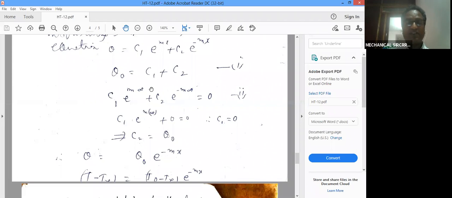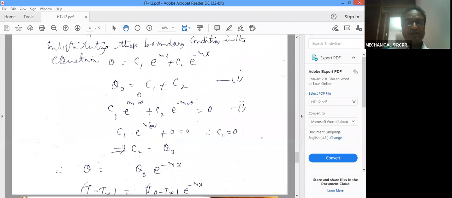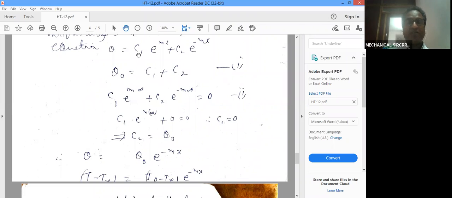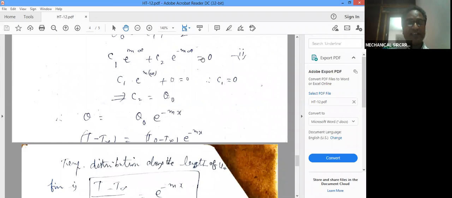Now what is our equation now? Theta is equal to c1 e power mx plus c2 e power minus mx. But c1 is 0. That's why theta is equal to c2 value, theta naught. So theta is theta naught into e power minus mx. But what is theta? We have assumed theta is equal to T minus T free stream. Theta is equal to T minus T free stream, and theta naught is T naught minus T free stream, into e power minus mx.